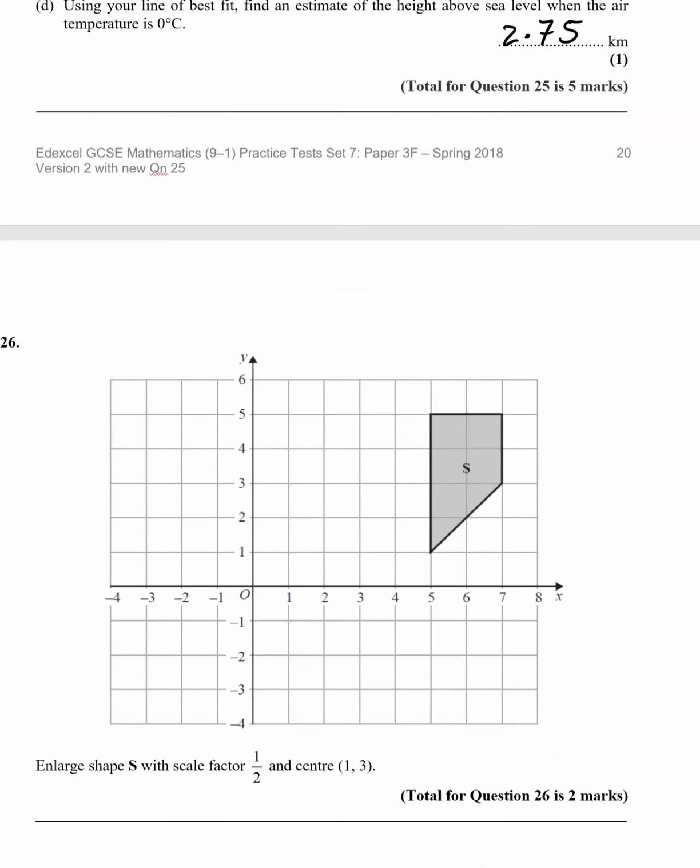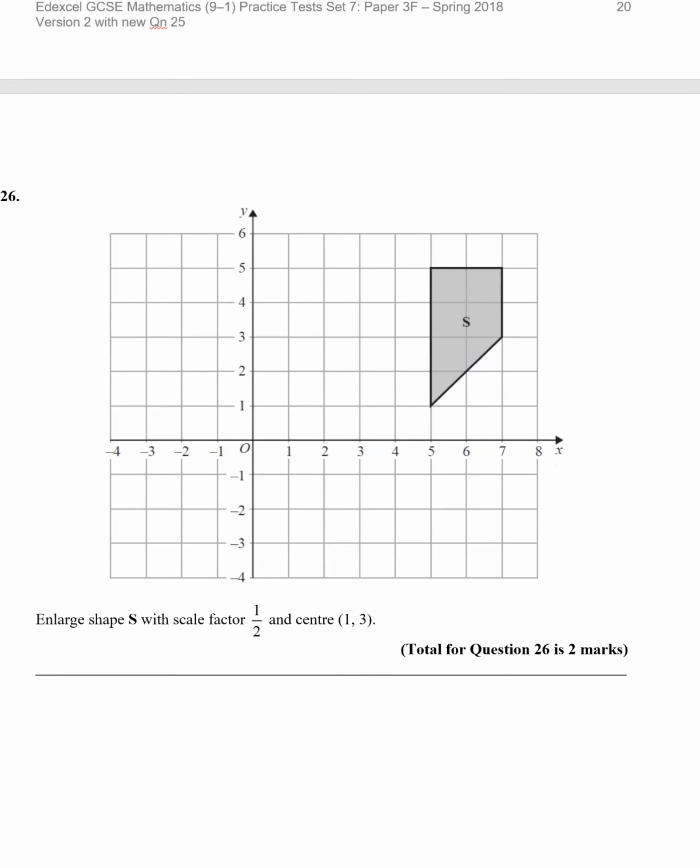And then, right, enlarge the shape with a scale factor of 1/2 and centre 1,3. So 1,3 is there. Now to do a half, I'm basically going to half the distance of every corner. So at this moment, this one is 4 across and 2 up. So I'm going to go 2 across, 1 up. This one here, 2, 4, 6 and 2. So I'm going to go 3 and 1.